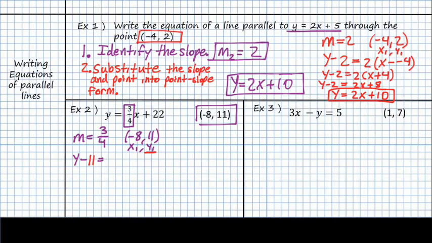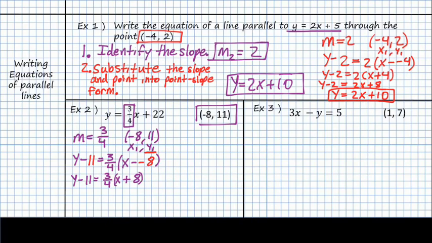then I'm going to plug in my slope, right? And that's going to be equal to 3 over 4. And then I have x, and then minus, and I just plug in negative 8 here. So again, we're going to have that action here where we have that double negative. You guys need to be really careful about this. So we have y minus 11 is equal to 3 over 4, and then we have x plus 8, all in parentheses.